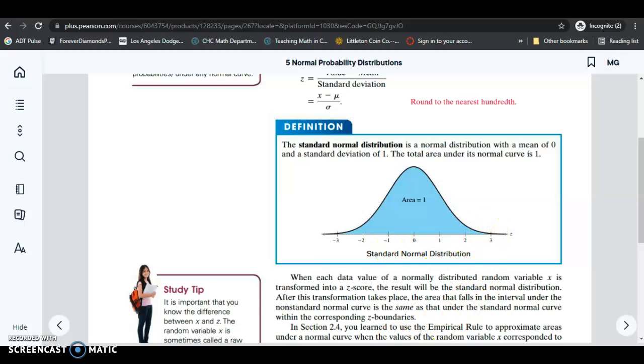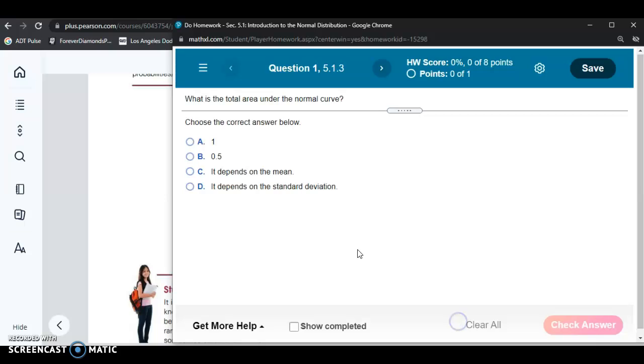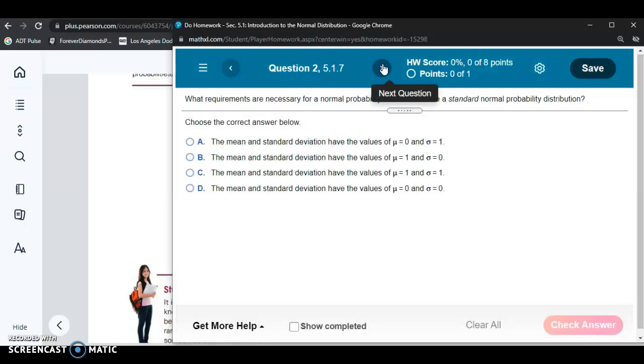Let's go ahead and take a look at the homework. Question 1 asks you what the total area under the curve is, so you can answer that right away. Question 2 asks what requirements are necessary for a normal probability distribution to be a standard normal distribution. We've already discussed that, so you would select the appropriate answer choice for number 2.